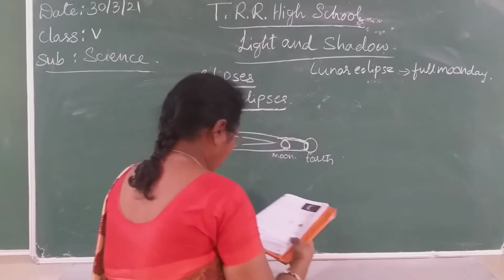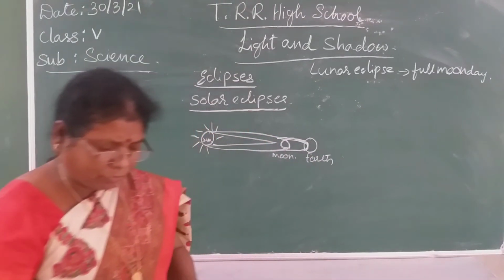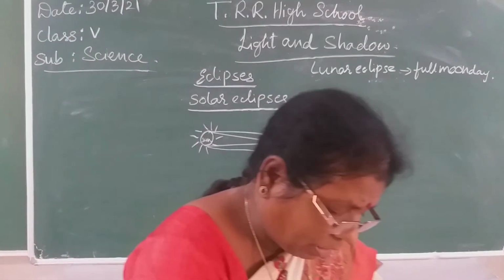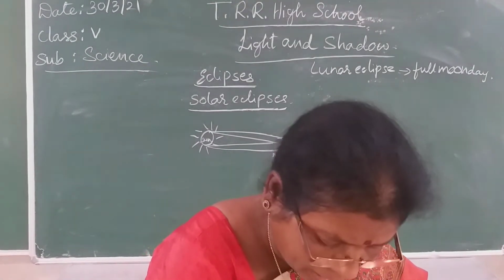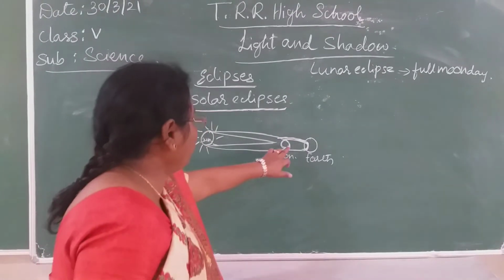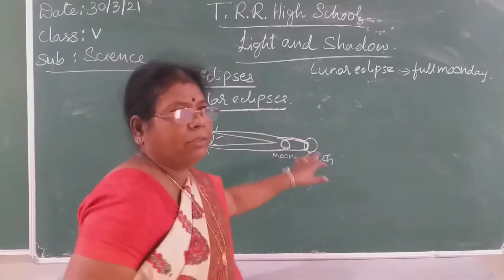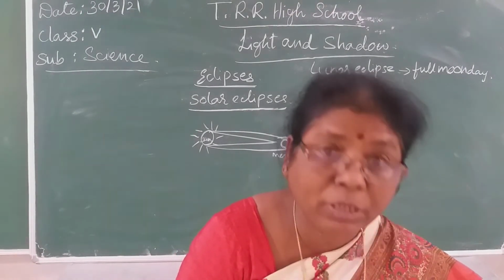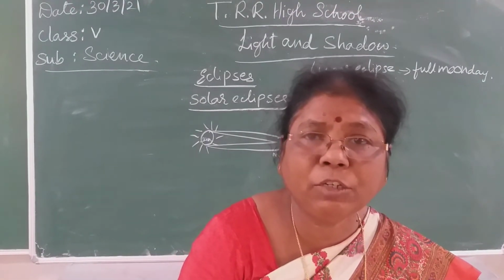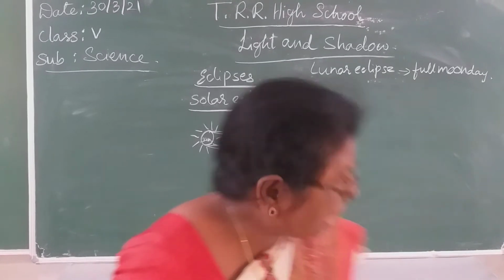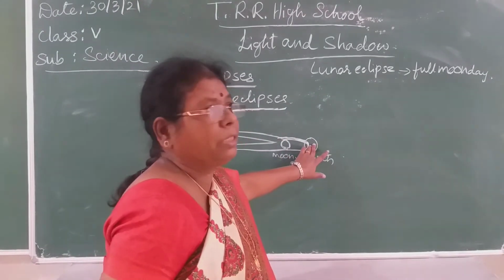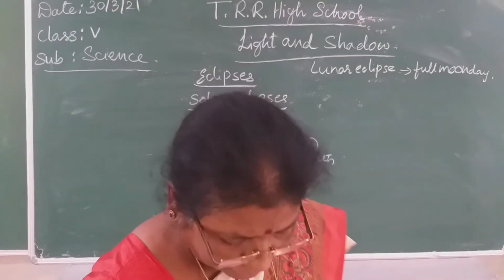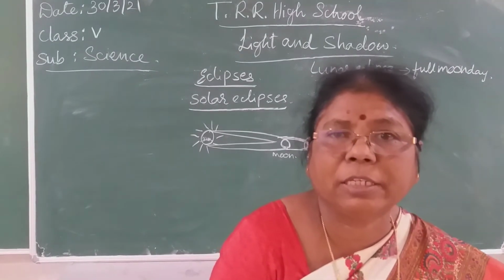See this? So here a solar eclipse occurs when the sun, the moon and the earth are in a straight line, with the moon between the sun and the earth. The shadow of the moon, in this case, where does it fall? It falls on the earth, and the people cannot see the sun, isn't it?